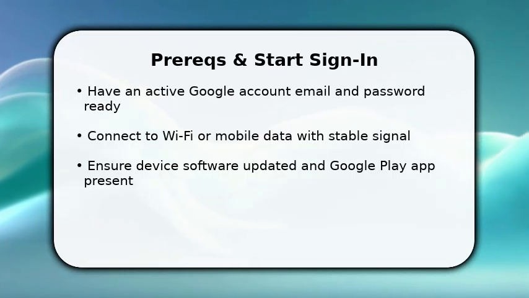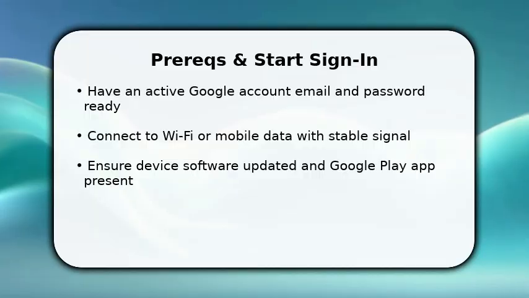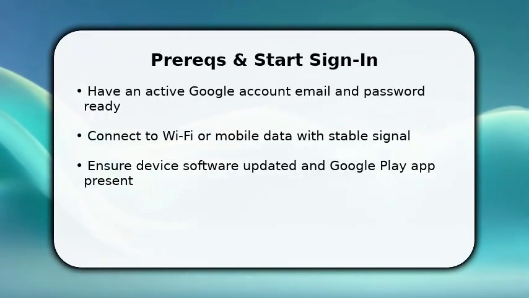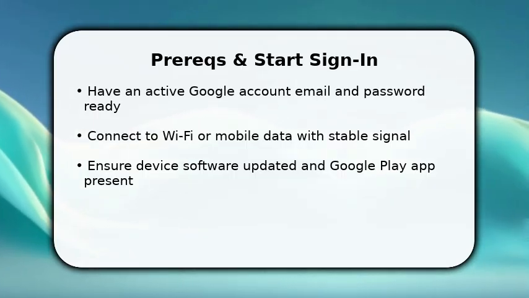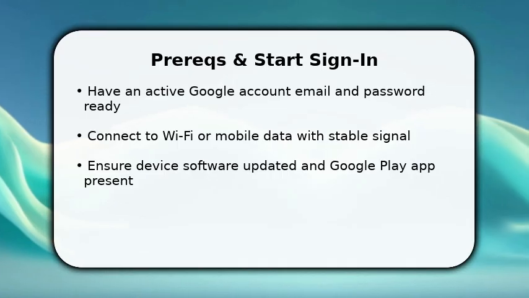If it prompts for an account immediately, tap Add Account. You may be asked to confirm device security. Enter your lock, PIN, or fingerprint. Once done, the app will present the Google account chooser. Select the account you want, or choose Create Account to set up a new one.